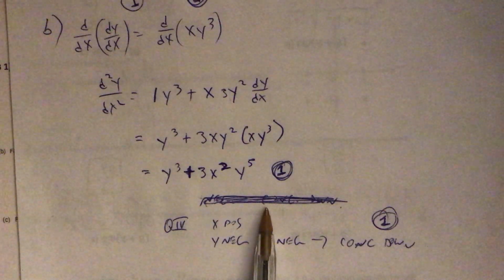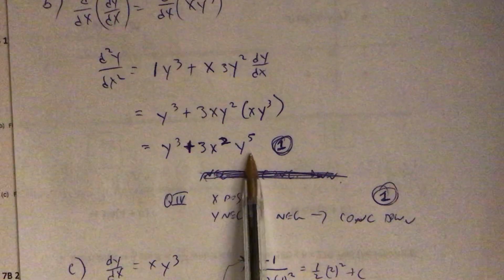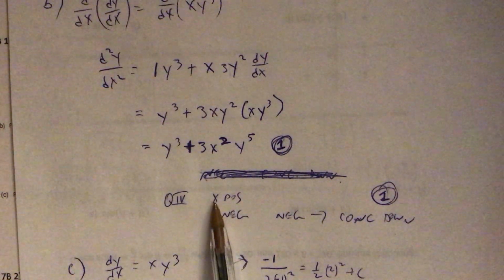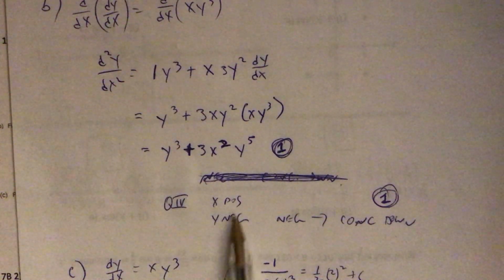Positive second derivatives mean concave up, and negative second derivatives mean concave down. Now, we can show that in quadrant 4, this thing's always negative. It's basically in quadrant 4, x will always be positive and y will always be negative. That's how you have a point in quadrant 4. You have to go to the right and down.